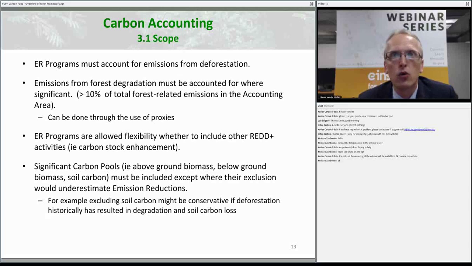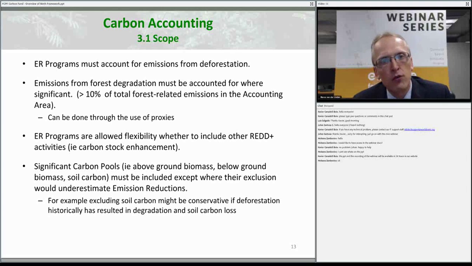And in terms of carbon pools, so carbon pools are things like above ground biomass, below ground biomass, soil carbon, etc. They must be included except where the exclusion underestimates emission reductions or where the pool is not significant. So when we say where exclusion would underestimate emission reduction, what does that mean? Well, one example is, for example, soil carbon.